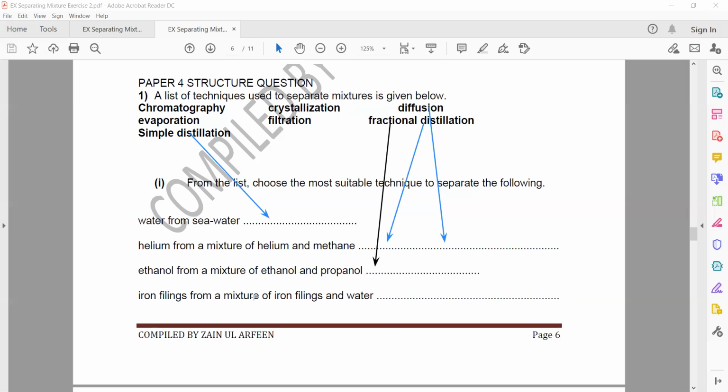Iron filings from a mixture of iron filings and water. If we need pieces of iron from water, what can we do? Iron is insoluble, it does not dissolve. Filtration. So the technique which we'll use is filtration.